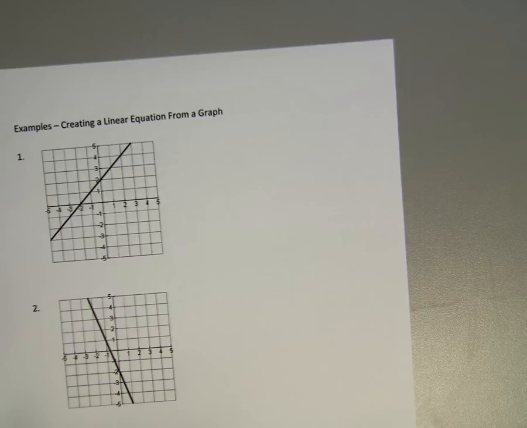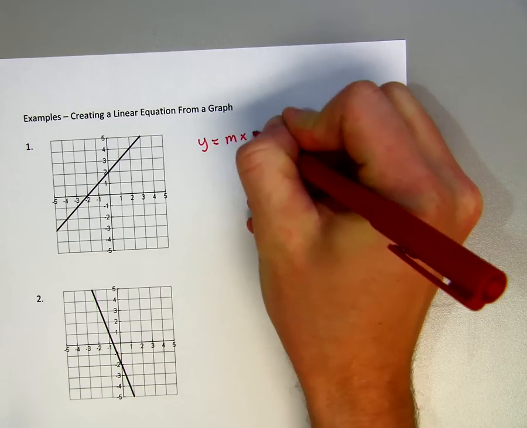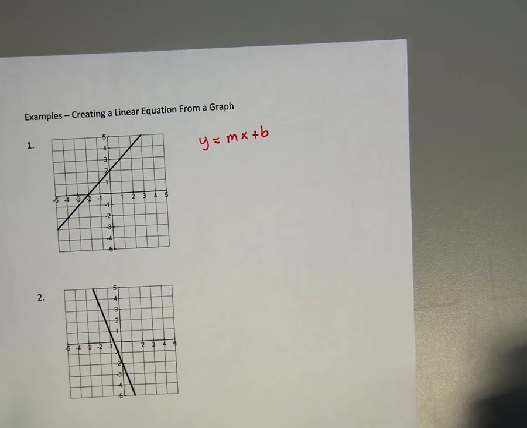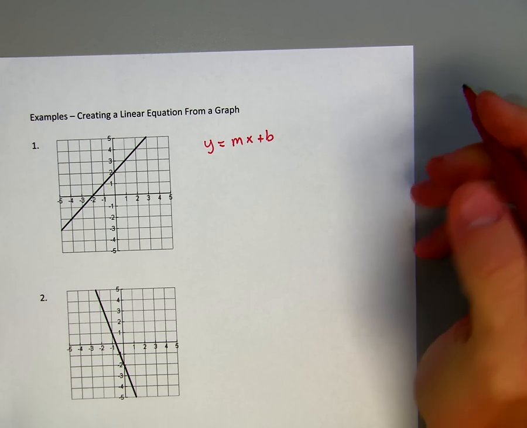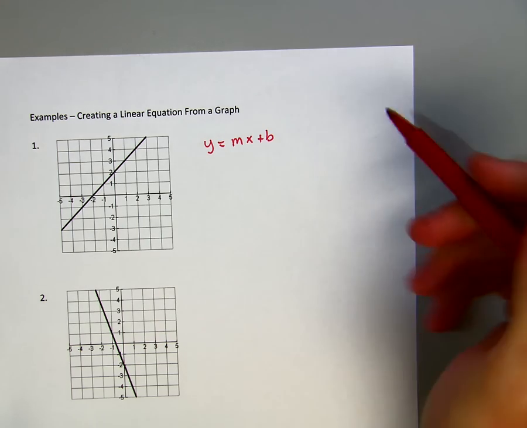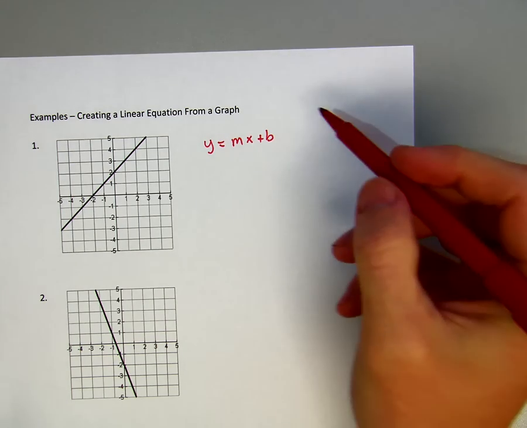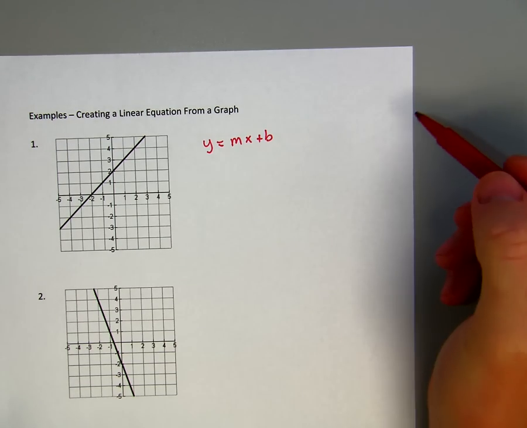So my example page here, I'm going to go ahead and do for you. I'm going to write my equation up here. Y equals mx plus b. Now I'm not going to fill out my y and my x. I'm going to leave those blank, because eventually I'm going to insert values into them to check to see if my answer is correct. But I am going to figure out my y-intercept and my slope.